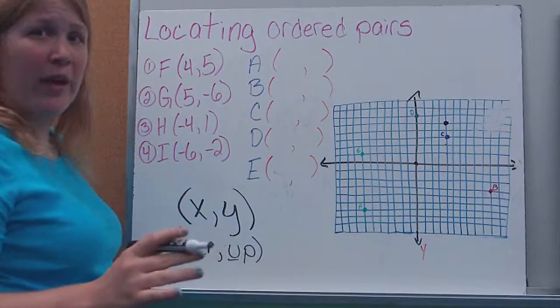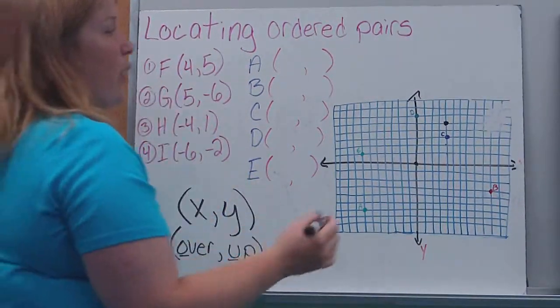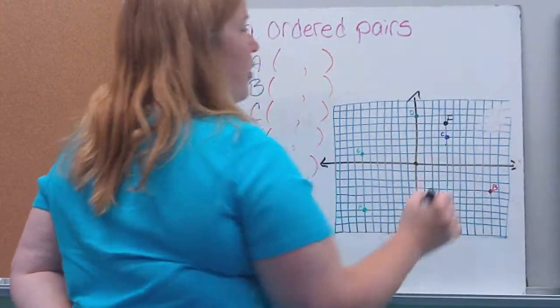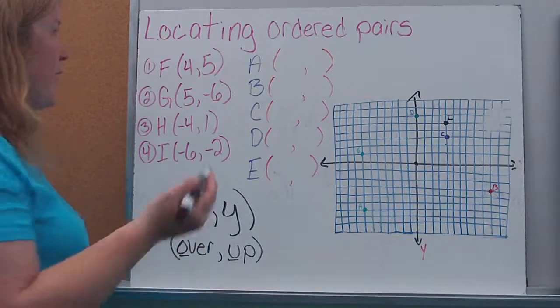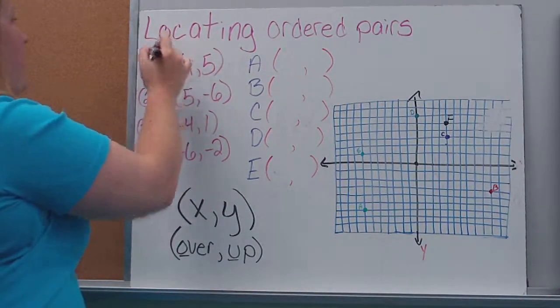Now I'm not just going to leave a point unlabeled. I told you this is point F. We're plotting more than one point, so we need to label them so that we know which point is which. All right, we've graphed that one.